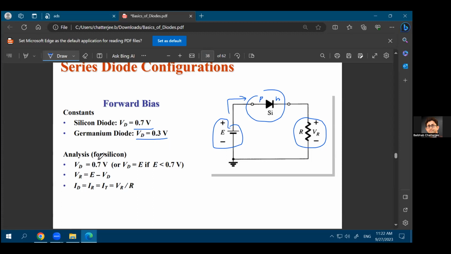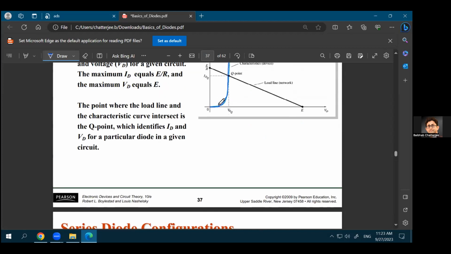Now, how do we analyze this for silicon? You assume that the diode drop is 0.7 volt. Let's say we assume that there is a fixed amount of diode drop, that is the threshold voltage of the diode, that you at least need that much voltage across the diode so that it can start conducting, so that there is a current flow through it. So again, going back to the previous, if the voltage across the diode is less than this point, there would be no current flow through the diode.